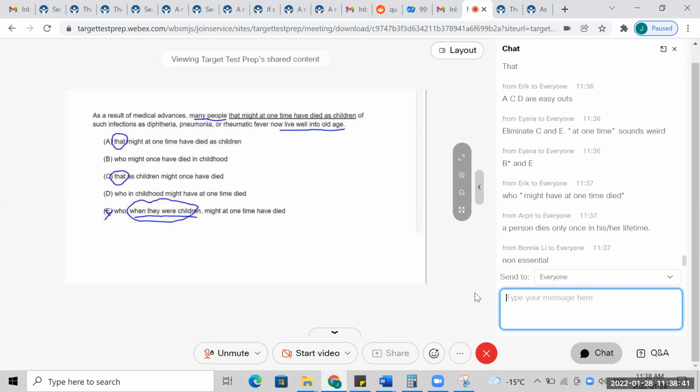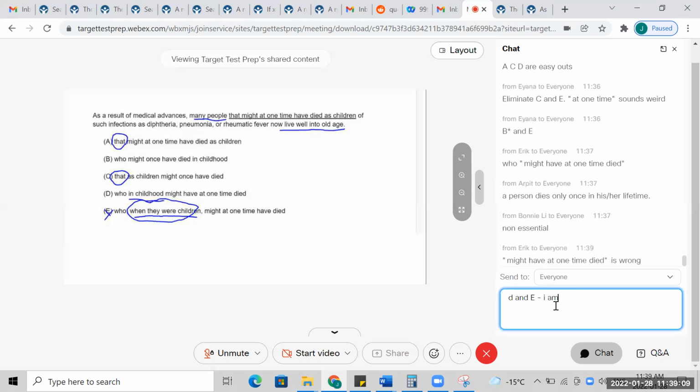D. Down to two choices now. Who in childhood might have at one time died. Notice that we have a modifier here again. Who in childhood might have at one time died. And now they live well into old age. So this is doing the same thing, people. Who in childhood might at one time have died. It almost sounds right to me. So let's go and take a look at B and compare these two. We're down to two choices. These are the infamous last two choices.